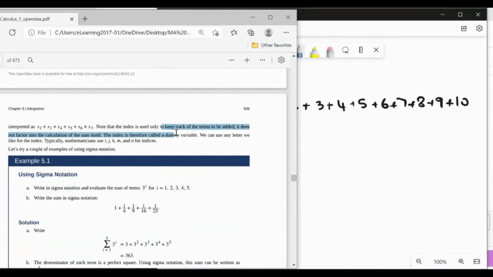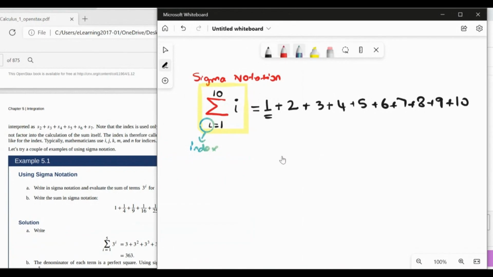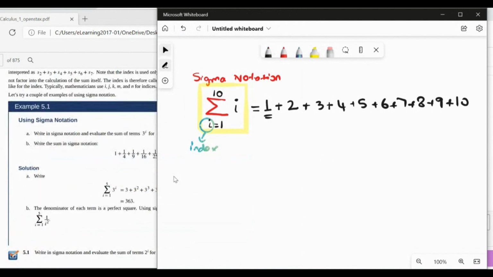It's sometimes called the dummy variable because you can use any other letter apart from I. You can use K or J, so those are also used. So in the formula, what you have inside the formula, you just give numbers starting from the lower limit until the upper limit, and you add. So let's see an example.